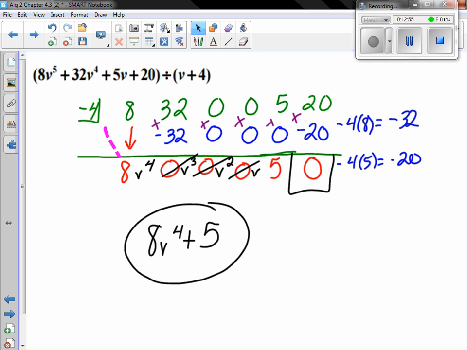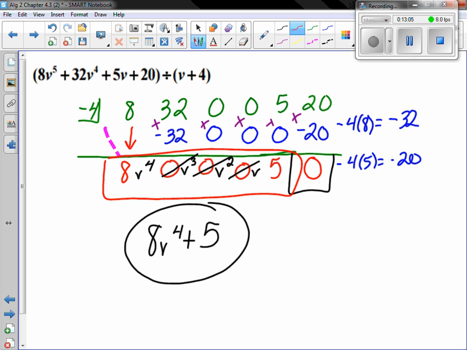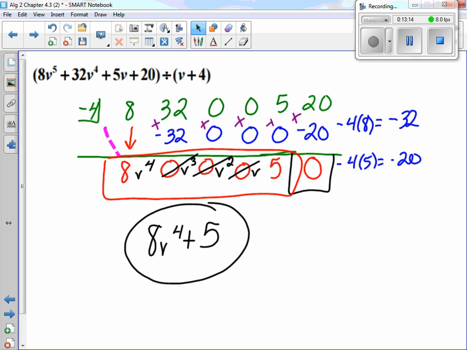Questions on this here? On the test, I would make sure to rewrite out what your answer is. Just don't leave it like that. Don't leave it just in there. Rewrite it out. Any questions on these here?